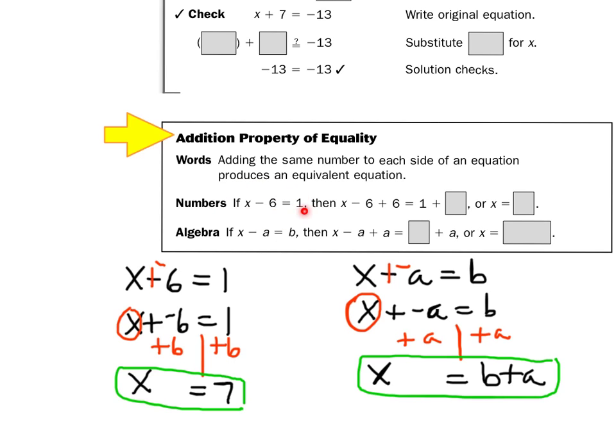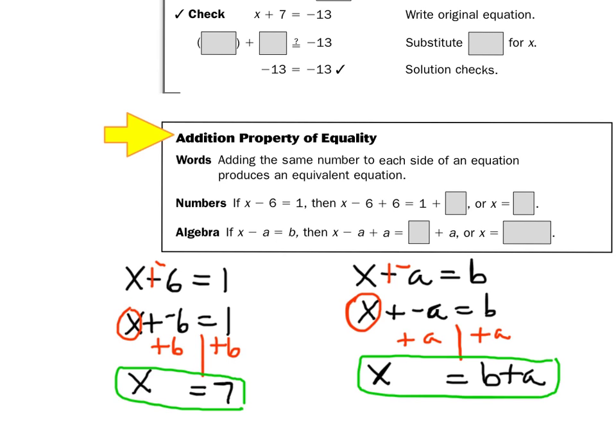X minus 6 equals 1. And notice how I wrote it in the margin. I want you to do that. And now with your red, add a line, change the sign. So the equation becomes x plus negative 6 equals 1. Now, with your red, circle the variable and bring that wall straight under the equal sign.